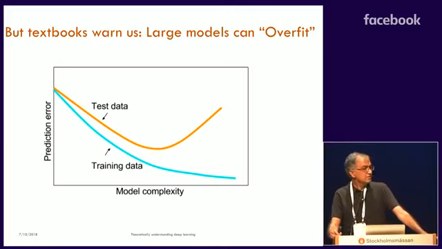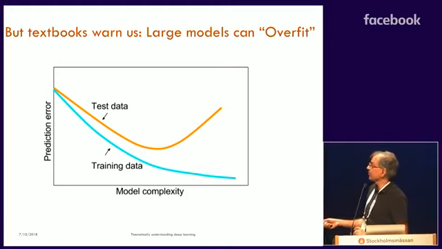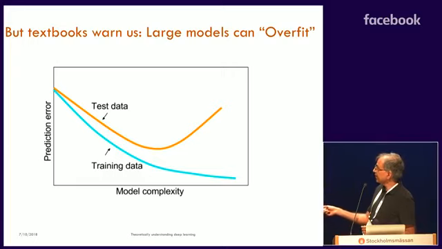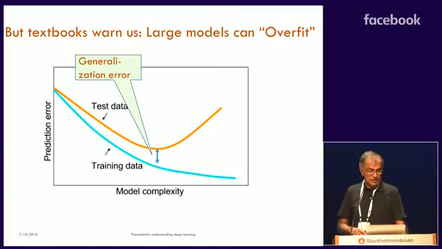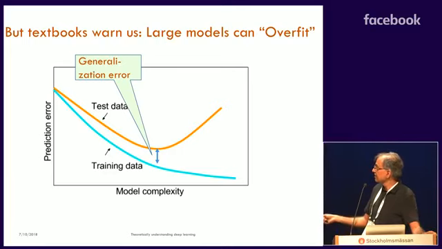But on the other hand, fine, it helps optimization, but textbooks have warned us for decades that large models can overfit. And this is a textbook picture: this is model complexity. Think of it as the number of parameters. As you increase the model size, it's easier to fit the training data, so you have lower error. But then if you look at test data, at some point, the error starts going up, the U-shaped curve. And so the textbook says that the model size that you should use is at this inflection point, and the gap between the two curves is the generalization error.